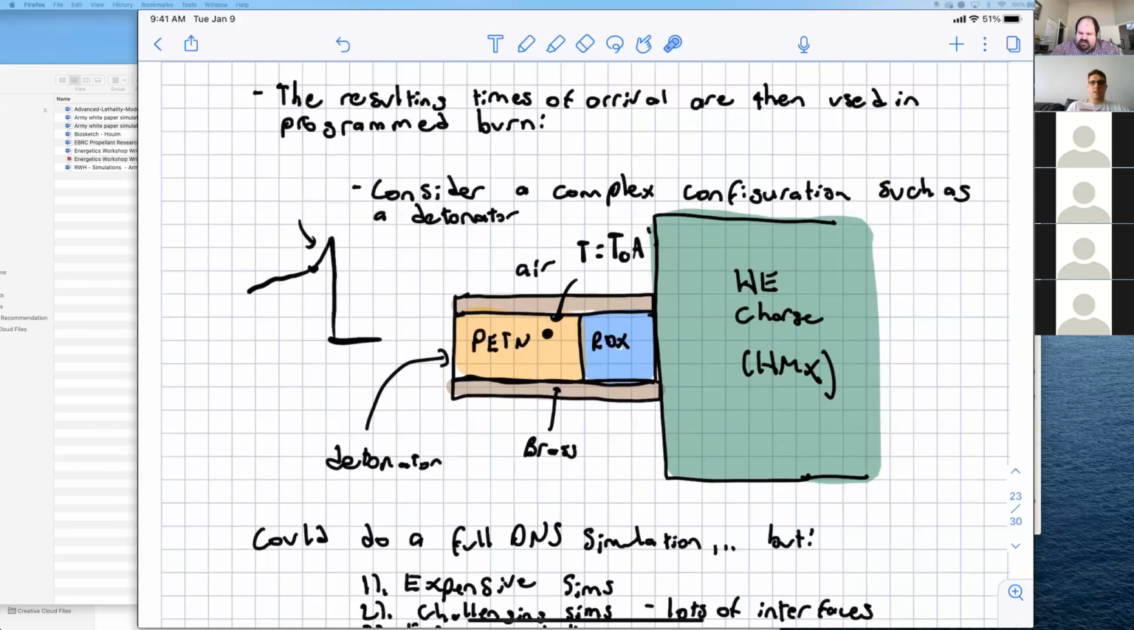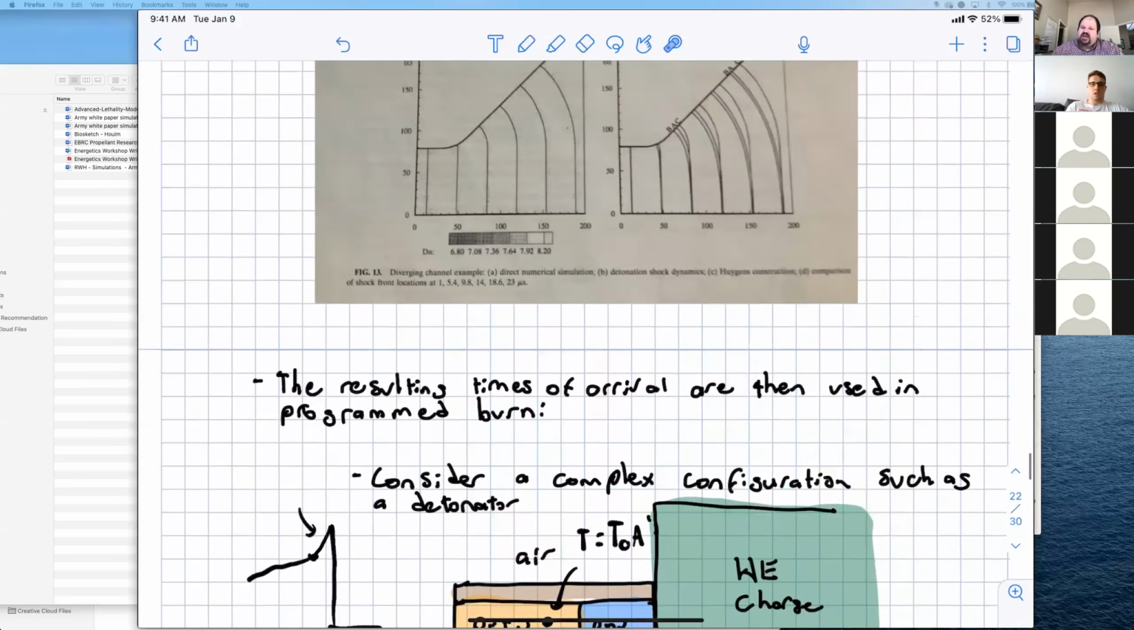Okay, and so, Professor, for the time of arrival for each point, how do they calculate what that time is? Do they get that from previous DNS simulations? No, they get that from detonation shock dynamics.